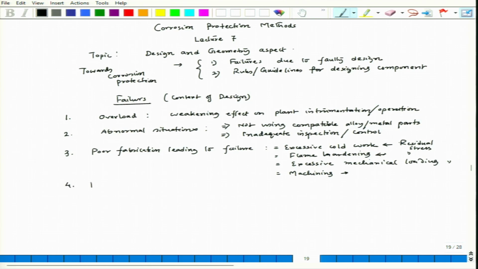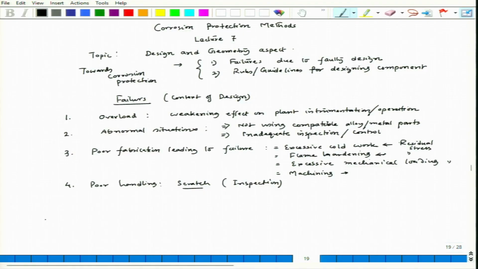Then poor handling is a problem. Poor handling can lead to scratches, and that scratch can generate pitting and stresses. Those can lead to early corrosion failure, and we talked about this in the previous lecture also. Scratches and inspection are seriously related. Time to time we have to look at a part and see whether the operation led to some serious scratch marks on the material, and that scratch mark can lead to stress corrosion cracking or corrosion fatigue. All sorts of problems can generate, and that comes from poor handling or poor inspection.